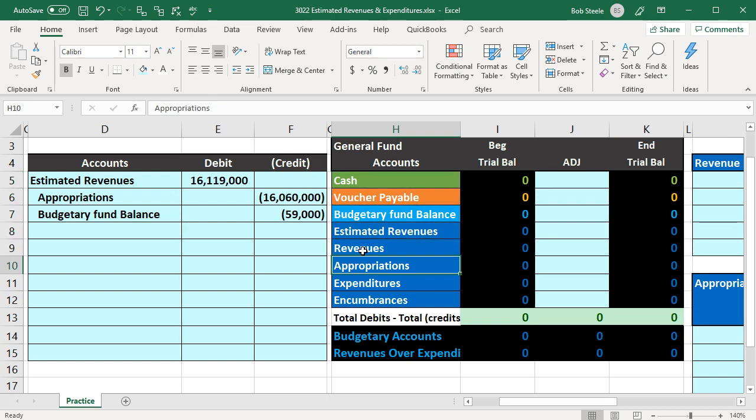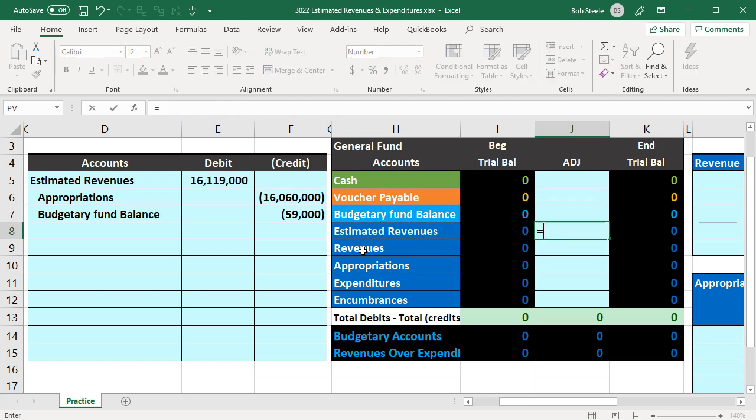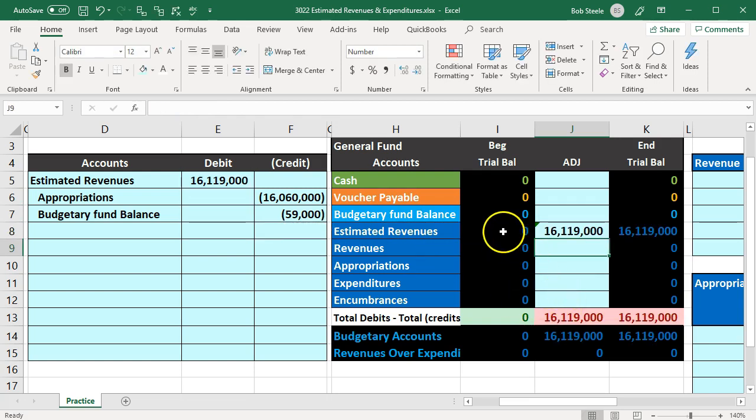So we're going to say, all right, first we're going to have the estimated revenues up top equal to, I'm just going to pick up this number, and that's going to increase from 0 up by the 16,119,000 to a debit here, because again, it's estimated revenue, therefore it's the opposite of a normal revenue, which would be a credit, and this is going to be a debit because it's the budgetary revenue account.